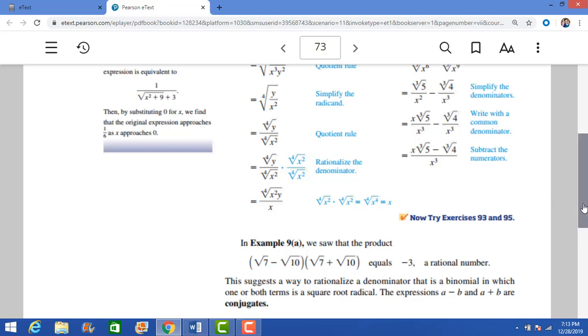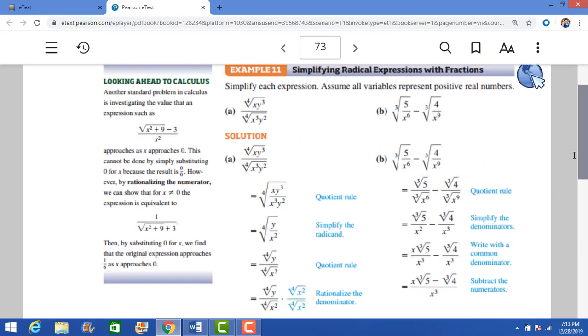And then for part B, again, now here we have a subtraction. What we're going to end up doing here is first separate these into the quotients, just like this. So we're going to use the quotient property, the quotient rule, to separate these.